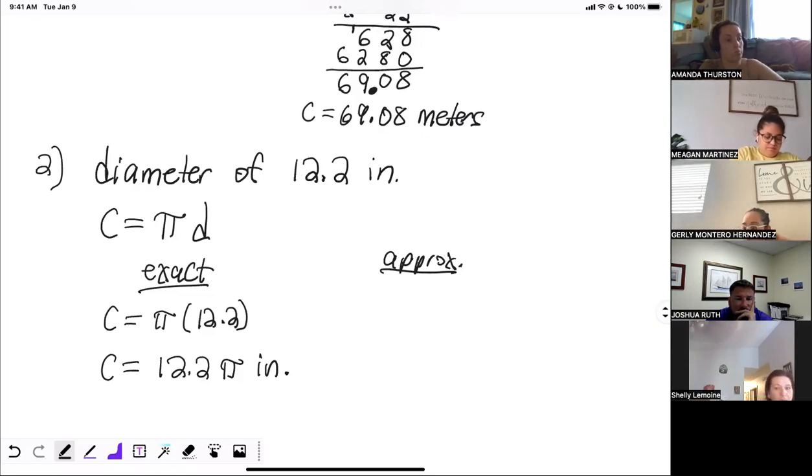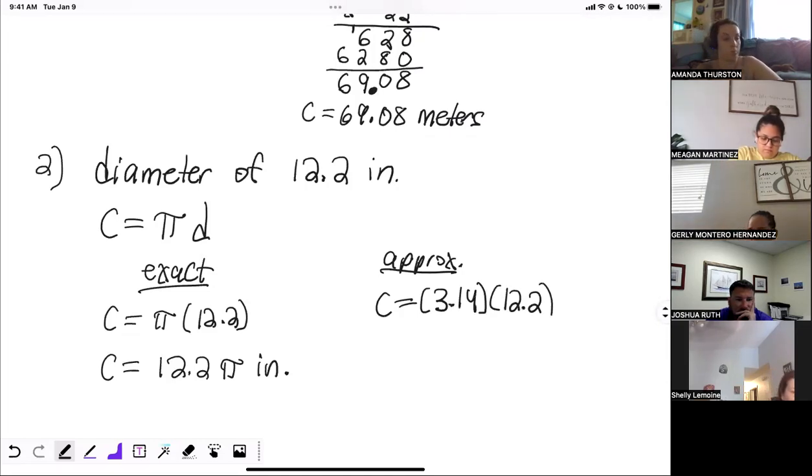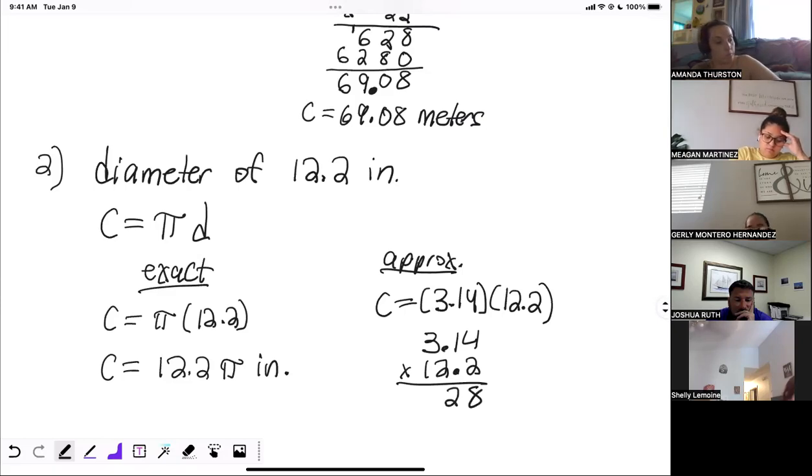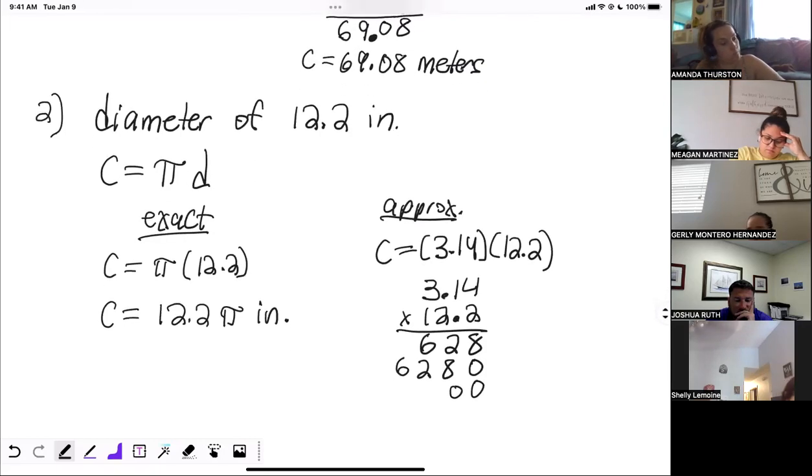All right, approximate. C equals 3.14 times 12.2. So now we're going to multiply them. 3.14 times 12.2. 4 times 2 is 8. 2 times 1 is 2. 3 times 2 is 6. Add a 0. 4 times 2 is 8. 2 times 1 is 2. 3 times 2 is 6. Add another 0, because now we're doing the 1. 1 times 4 is 4. 1 times 1 is 1. 3 times 1 is 3.